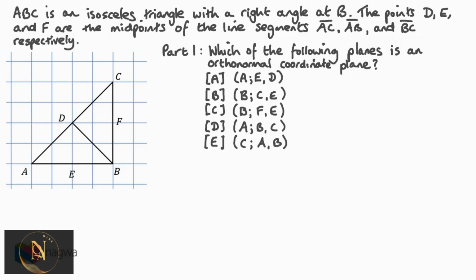ABC is an isosceles triangle with a right angle at B. The points D, E and F are the midpoints of the line segments AC, AB and BC respectively. There are 3 parts to this question.